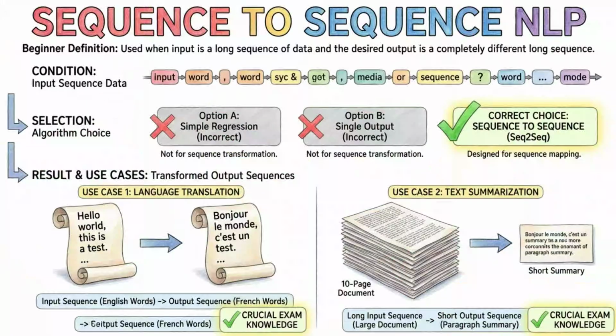Another very powerful NLP algorithm is sequence-to-sequence, which is used when your input data is a long sentence and your desired output is a completely different long sentence. The most classic, real-world example of this is language translation, where you feed the algorithm a sequence of English words and it confidently outputs a sequence of French words. It is also heavily used for automated text summarization, where it reads a massive 10-page document and intelligently generates a short, single-paragraph summary. Recognizing these specific use cases for sequence-to-sequence will easily earn you crucial points on the certification test.